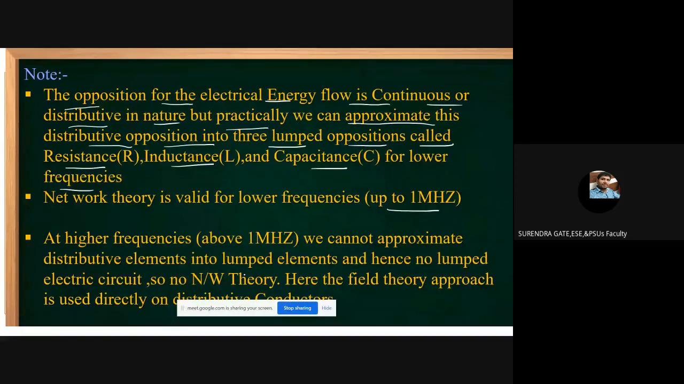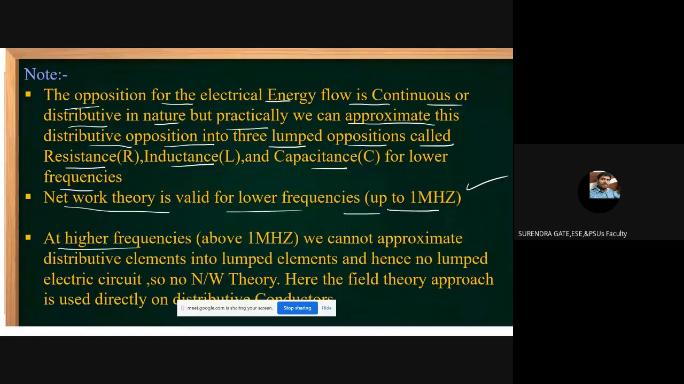Even for EC students, in electromagnetic theory, we can apply it for any frequency. Electromagnetic theory can apply for any frequency. But network theory is applied only for low frequency. That is, network theory is valid for lower frequencies up to 1 megahertz, because up to 1 megahertz only we approximate as lumped parameters. That's the reason why our network theory is valid for low frequencies up to 1 megahertz only. This is the historical view.